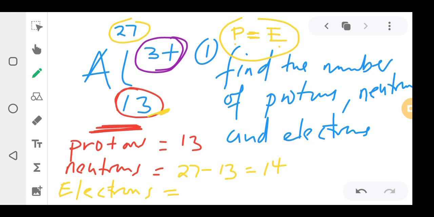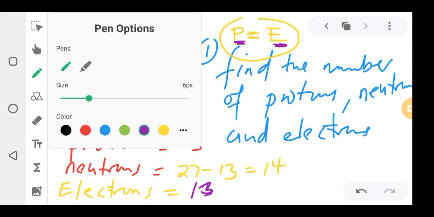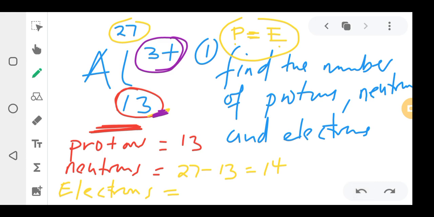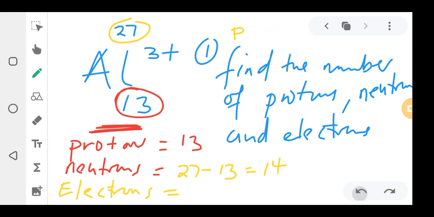How many protons do we have? 13. So protons is 13, and electrons is also 13, so here I'll put 13. But because there is a plus here, plus means giving out. So 3 plus means you gave out 3 electrons.